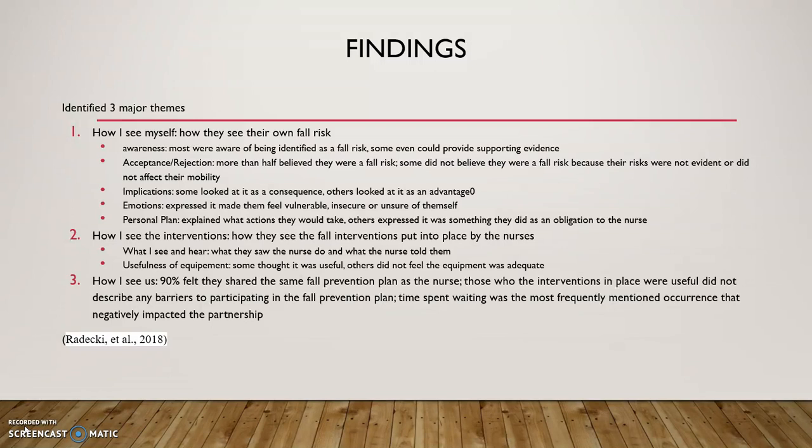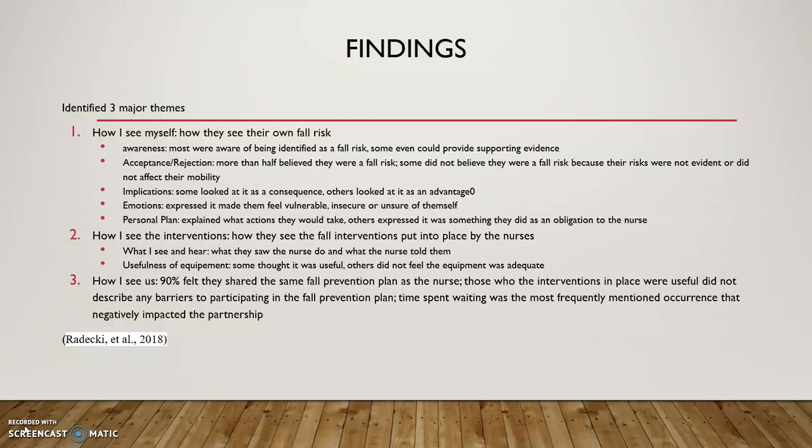There were 3 major themes with subcategories. The first was how I see myself, or how they see their own fall risks, with the subcategories of awareness, acceptance and rejection, implications, emotions, and personal plan. The second was how I see the interventions, or how they see the fall interventions put into place by the nurses, with the subcategories of what I see and hear and usefulness of the equipment.